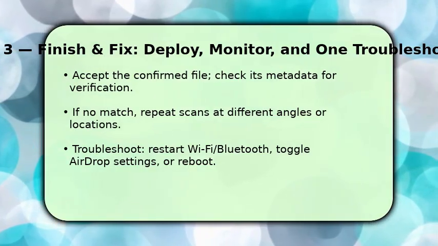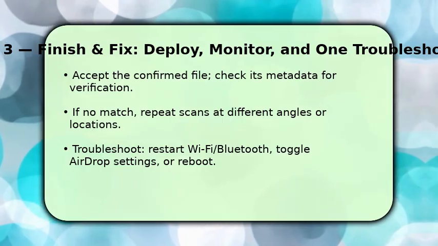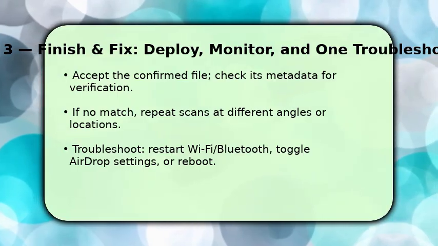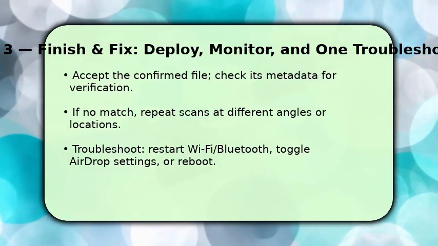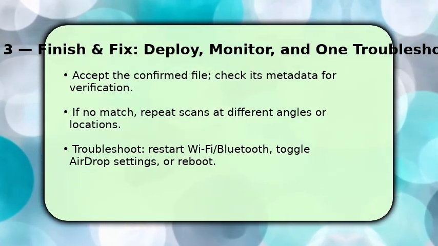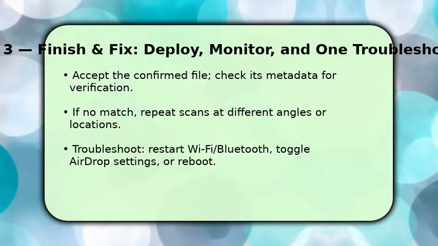sender. If you still can't find the person, move closer, change orientation, or try a different room. AirDrop range is limited and line of sight matters. If discovery fails, restart Wi-Fi and Bluetooth, toggle AirDrop settings, or reboot the device.